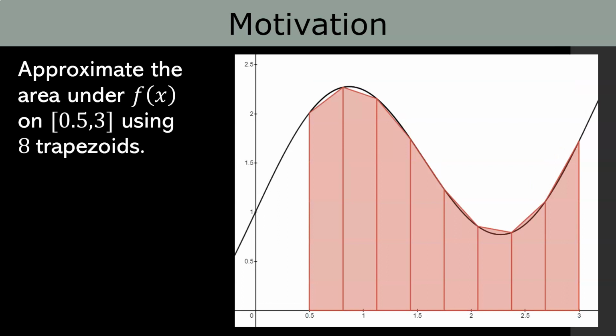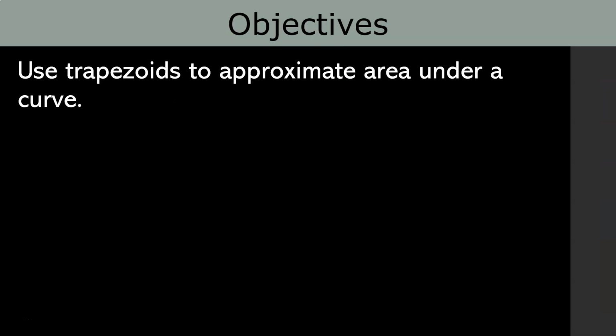So if we're using trapezoids, you can see, a lot of the time, that trapezoid does a really good job of getting the area under a curve. And even somewhere up here, that's not horrible. I bet that this is a pretty darn close approximation. So you should be able to use trapezoids to approximate the area under a curve.